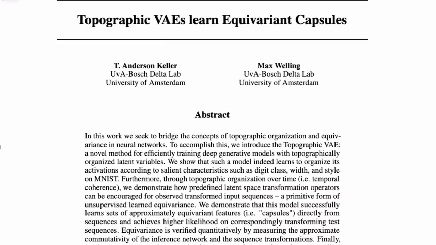Hello there. Today we'll look at Topographic VAEs Learn Equivariant Capsules by T. Anderson Keller and Max Welling. On a high level, this paper proposes a new type of variational autoencoder where the latent variables aren't independent but are organized in a topographic way. Now, what that means, we're going to look at that, but in essence, it means that it can represent transformations in the real world of a certain kind as transformations inside of the latent space of the model.